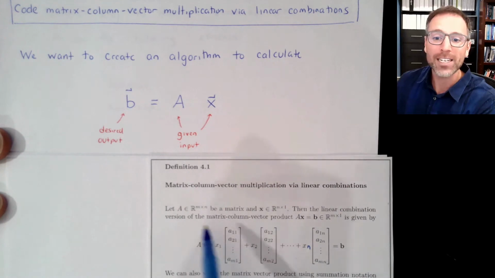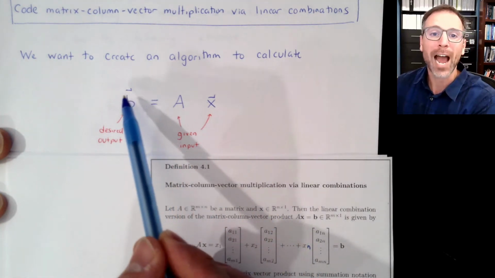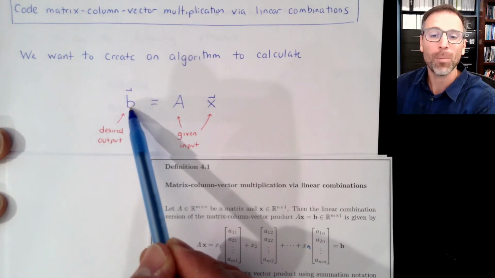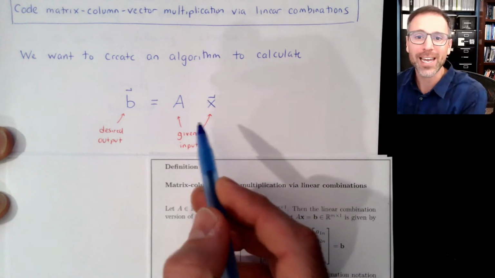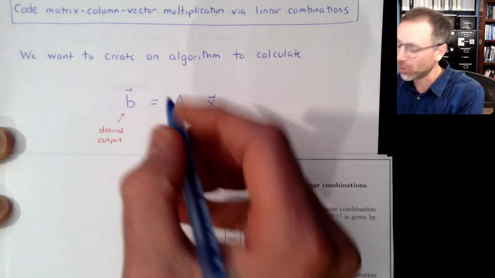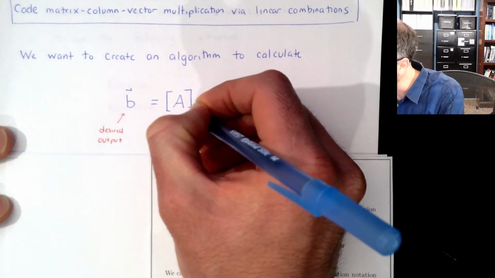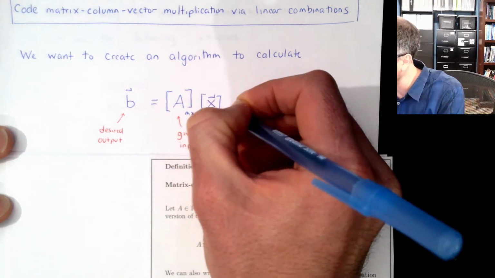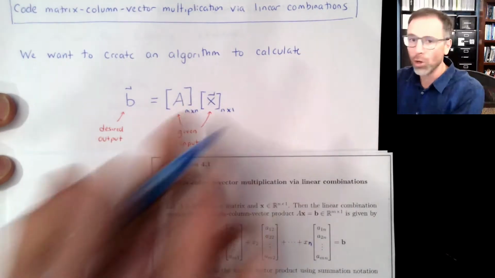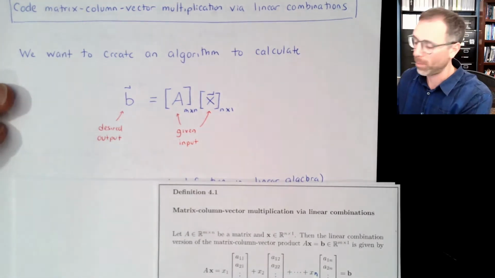So, the idea is we want to implement this in code, and to do that, we're going to produce an output vector, B, which is our desired output, that comes from multiplying an m by n matrix A by an n by 1 vector x. And again, we'll just highlight the dimensions here. This has to have m rows and n columns. This has to have n rows and 1 column. Those are given as input, and then B is our desired output, the thing that our algorithm produces.